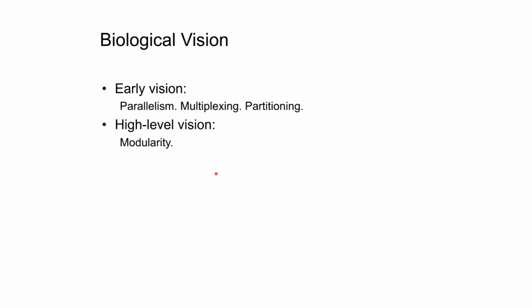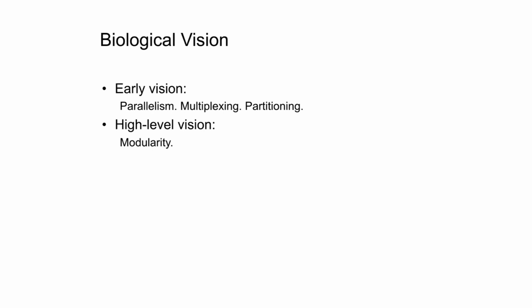When we look at biological vision from two perspectives, the first one would be early vision. Early vision is the early time when human or animal vision constructs something useful for our brain system. For instance, under early vision, we have parallelism, multiplexing, and partitioning techniques that are always implemented by our vision system in the early stages of vision. Parallelism expresses that the vision system is capable of processing multiple visual features at the same time, simultaneously.